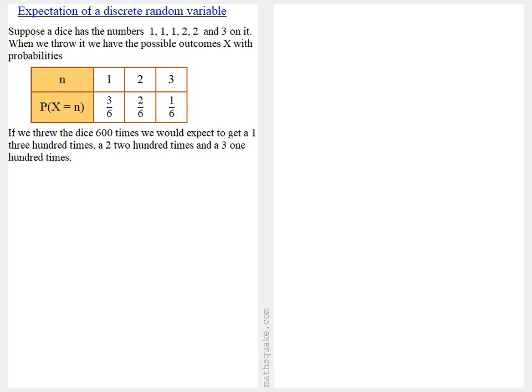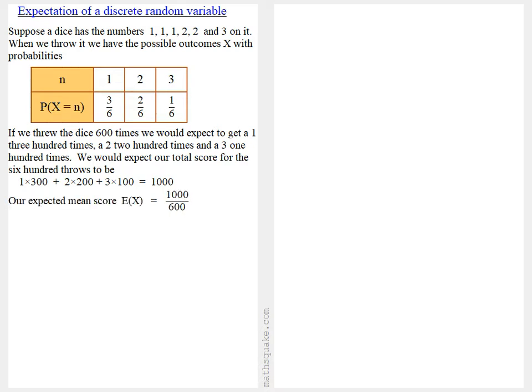If we were to throw the dice 600 times, we would expect to get a 1 300 times, a 2 200 times, and a 3 100 times. We would expect our total score for the 600 throws to be 1 times 300 plus 2 times 200 plus 3 times 100, which is 1,000. So our expected mean score, that is the mean score per throw, is 1,000 over 600, which is 1 2/3.